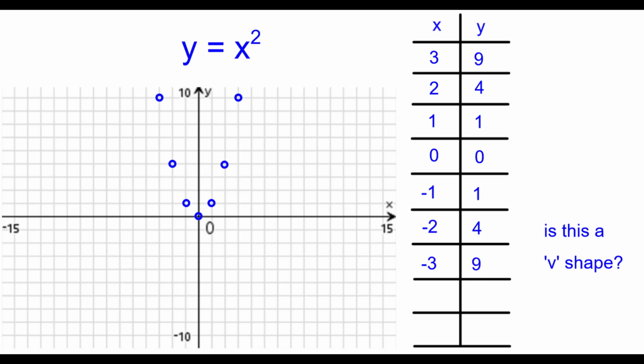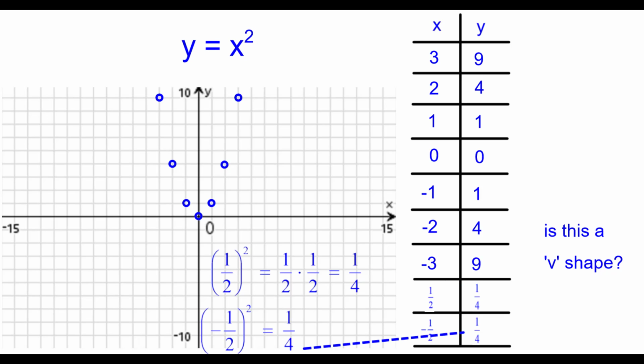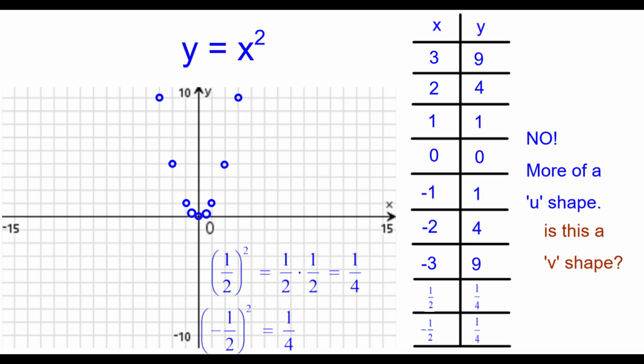Also, at the first time around, I want them to think, is this a V shape? And so to do that, I'm going to put in 2 other values for x, 1/2 and -1/2. 1/2 times 1/2 is 1/4, to the surprise of some of our students. And then also -1/2, the quantity squared, is +1/4. So let's go ahead and plot those 2 points. And is it a V shape? And the answer is no, it is more of a U shape. And so we'll connect the points.